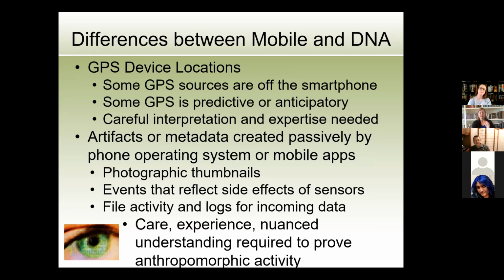Another example is file activity and logs for incoming data, right? Email comes in, all kinds of messages come in, social media stuff comes in, and you really need to be able to discern which artifacts on the device that may have a latitude, longitude GPS, or date and timestamps, are actually part of user activity as opposed to the operating system doing what it does. It takes that level of nuance to tie the evidence to human activity. That is a big mistake that people like me can make.